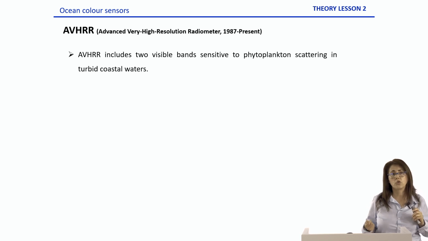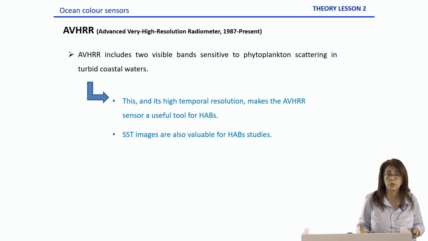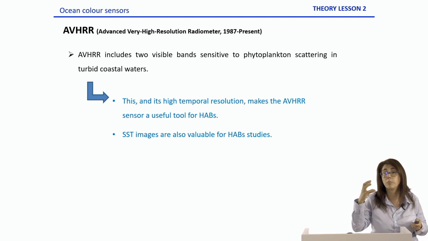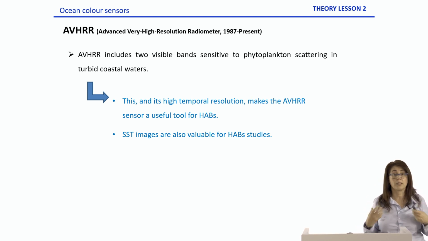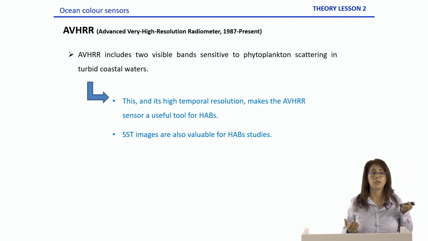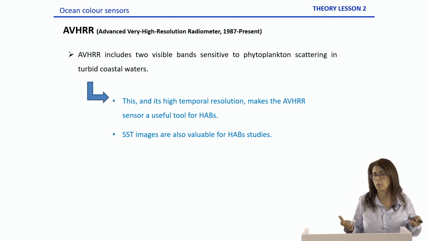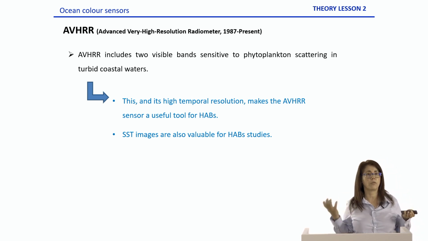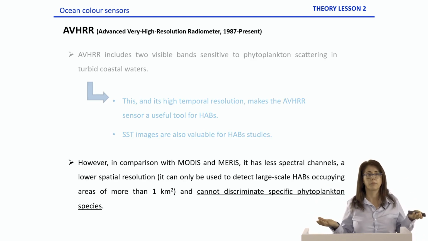This sensor includes two visible bands that are sensitive to phytoplankton scattering in turbid coastal waters. That means that this feature and the high spatial temporal resolution make this sensor very useful for studying HABs. And also because it provides sea surface temperature at the same time. Let's remember, sea surface temperatures can help us to identify HABs, because, for example, cyanobacteria, we know that they prefer warmer waters. So it is actually a good advantage that we have sea surface temperature images at the same time as chlorophyll.